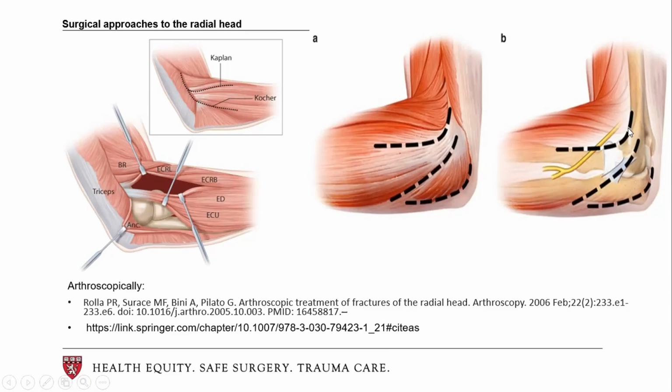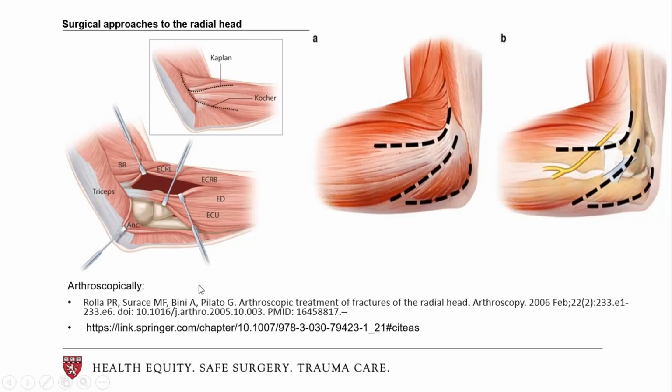All these approaches have pros and cons, as you can see from this view. The Kaplan takes you very close to the posterior interosseous nerve. The Kocher takes you through the lateral ulnar collateral ligament. And as we said with the Wrightington, doing the supinator crest osteotomy does put you at risk of either a non-union of the osteotomy or radioulnar synostosis.